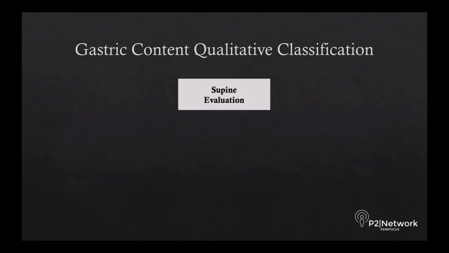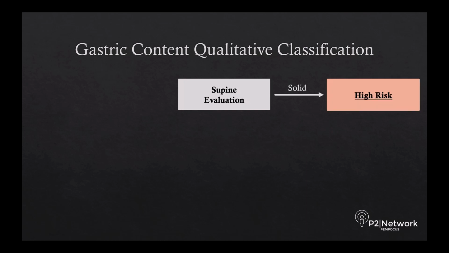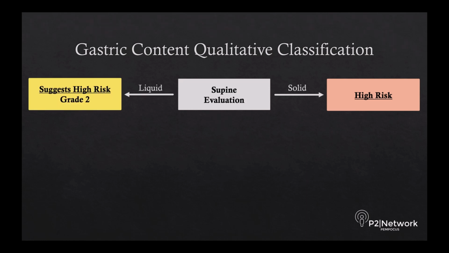When performing this evaluation, you're going to start with your patient in the supine position. From the supine position, if you see solid content, that patient is considered to be high risk from an anesthesia perspective. If you see liquid content within the supine evaluation, this is also considered to be suggestive of high risk, with the argument that there's enough liquid content there to present a serious aspiration risk.